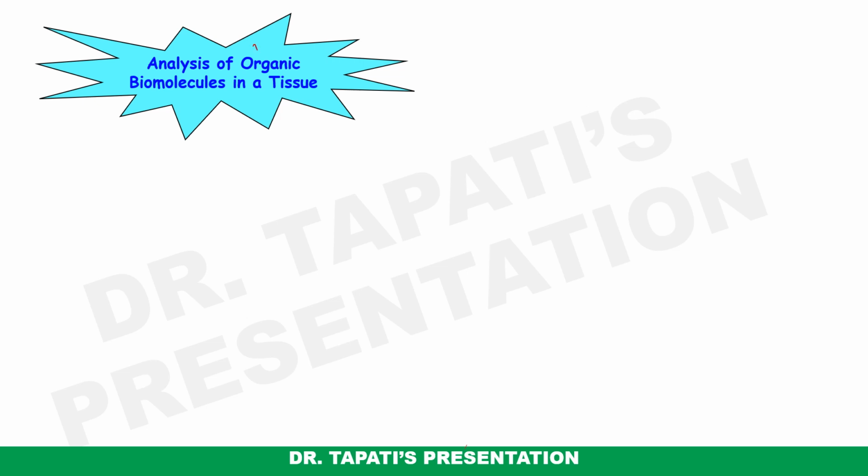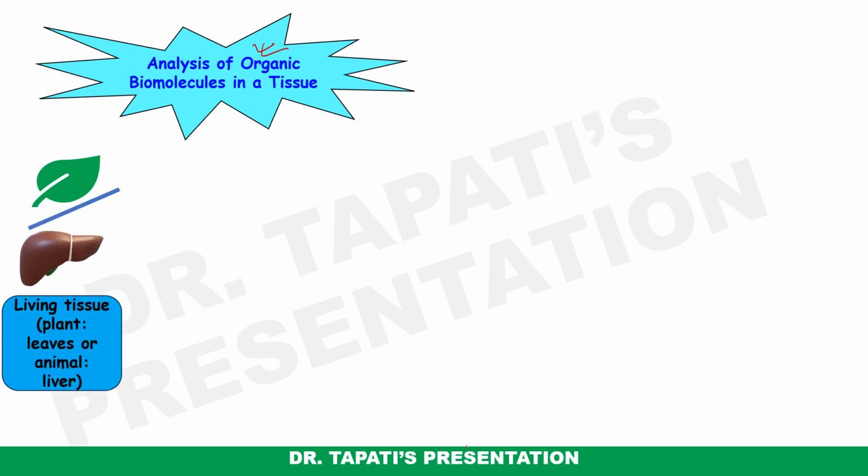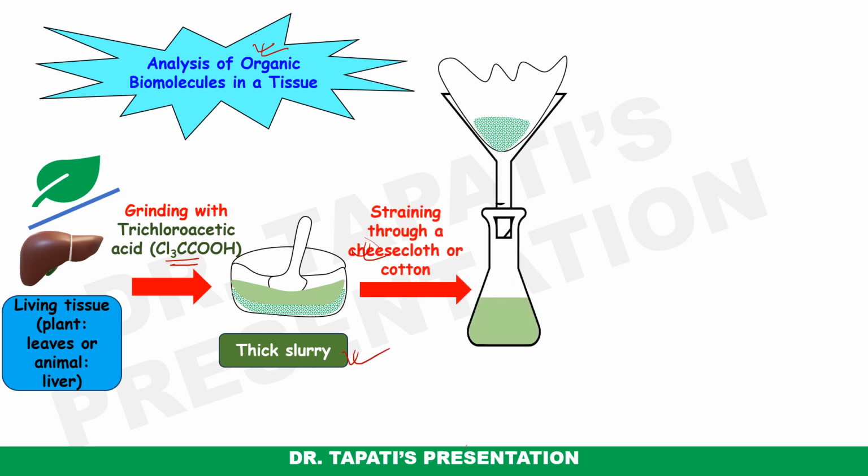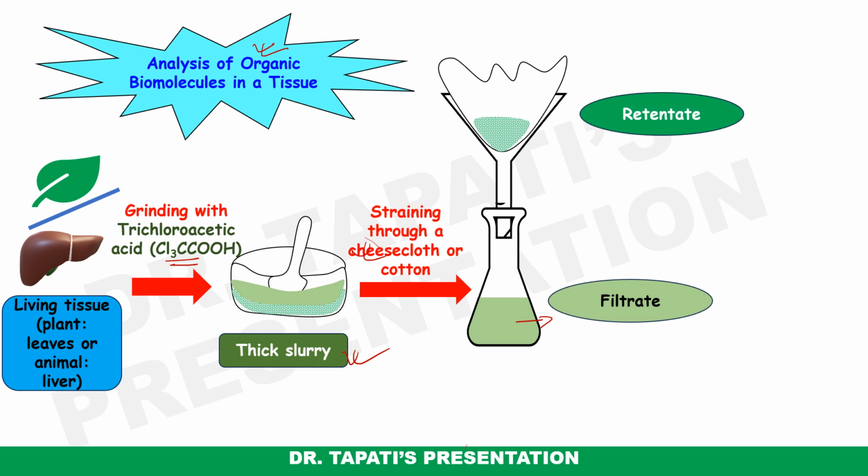For the analysis of organic biomolecules in a tissue, you can take any living tissue, either from a plant source such as leaves, or you can take liver from an animal source, and grind it in trichloroacetic acid using a mortar and pestle to make a thick slurry. After that, strain through cheesecloth or cotton. You can get two fractions. One is the filtrate and the other is known as the retentate or residue part. Filtrate means it is the acid soluble pool with cytoplasmic composition.